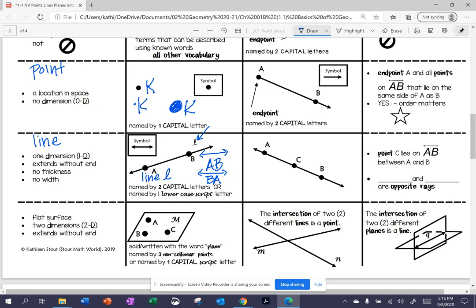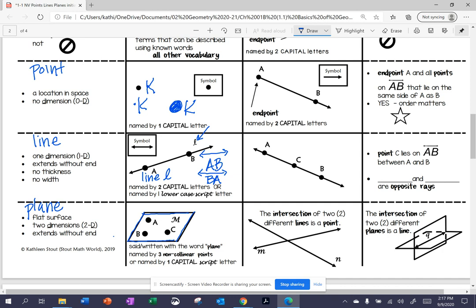Okay, my third undefined term is called a plane. Not an airplane, but a plane, and we usually show it in the shape of a parallelogram. So by definition, a plane is a flat surface. It has two dimensions, and it keeps on going even though we wrote it making it look like it stopped. So I say the word plane, and it's named by three non-collinear points, which means they're not in a row, or I name it by one script letter.